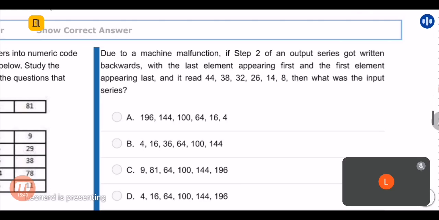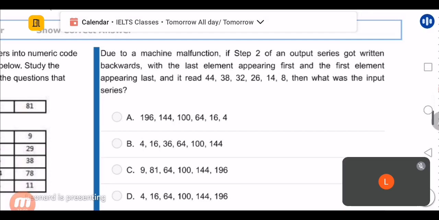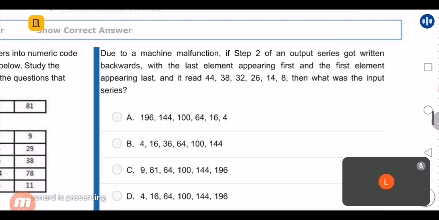We want to solve backward. This question is not hard. First, it is very consoling. Don't you think it's consoling? Because 44, whether you move forward or move backward, is going to be the same thing. It says if step 2 of a series got written backward with last element appearing first, 44 will still be 44 anyway. Then what was the input series? It means that all the steps are written backwards.